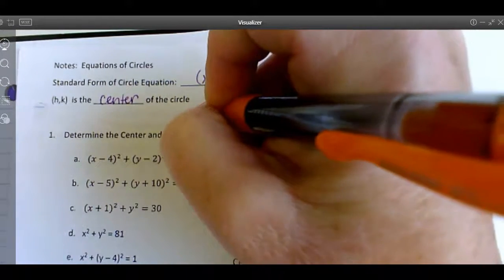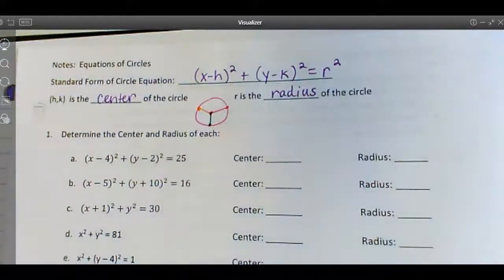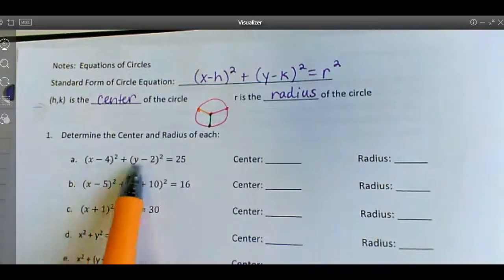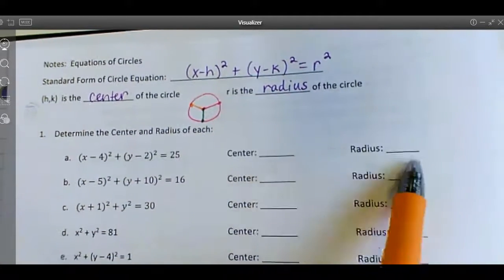So I could go from here to here. Like any of those are all the same. They all represent the same value. And that's what makes it a circle, because the distance from the center to the outside is the same all the way around. Okay?